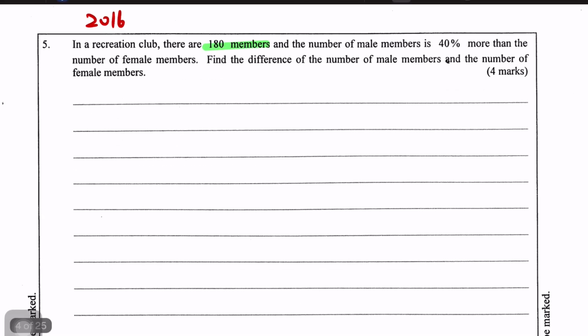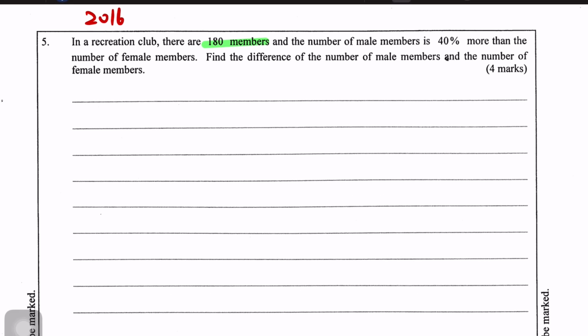Start from the 2016 paper. So we highlight the data first. We have 180 members and male members are 40% more than the female members. Find the difference between the number of male members and the number of female members.